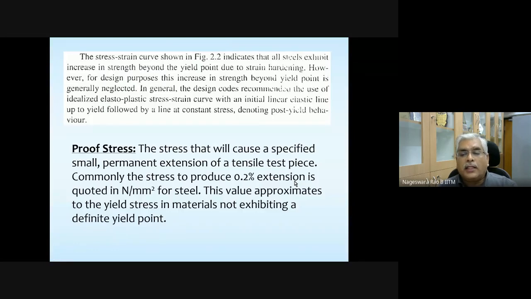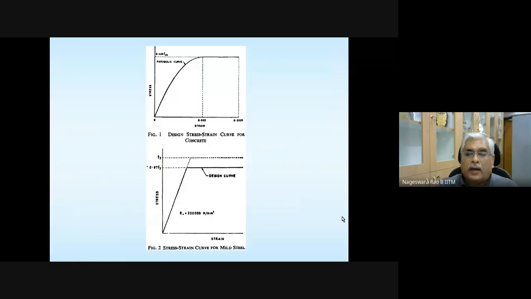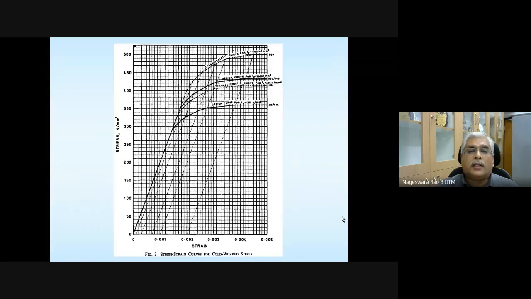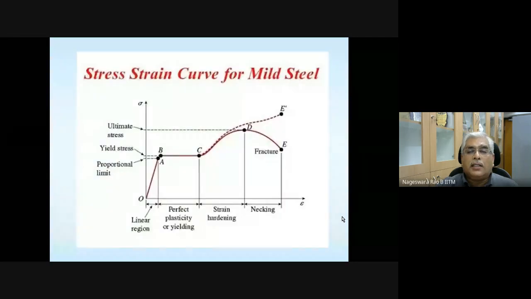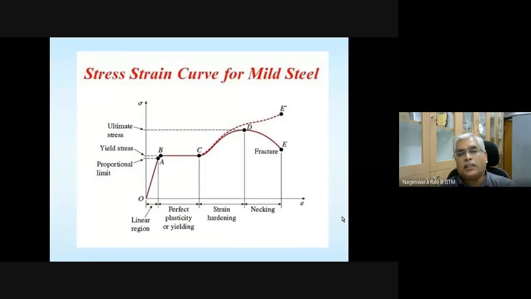So let's quickly see. Yesterday, I have not shown you the stress strain curve for mild steel. This is how it looks like, the stress strain curve for mild steel, and you must have seen this as a part of your mechanics of materials course. You can see here various salient points on this curve are indicated.